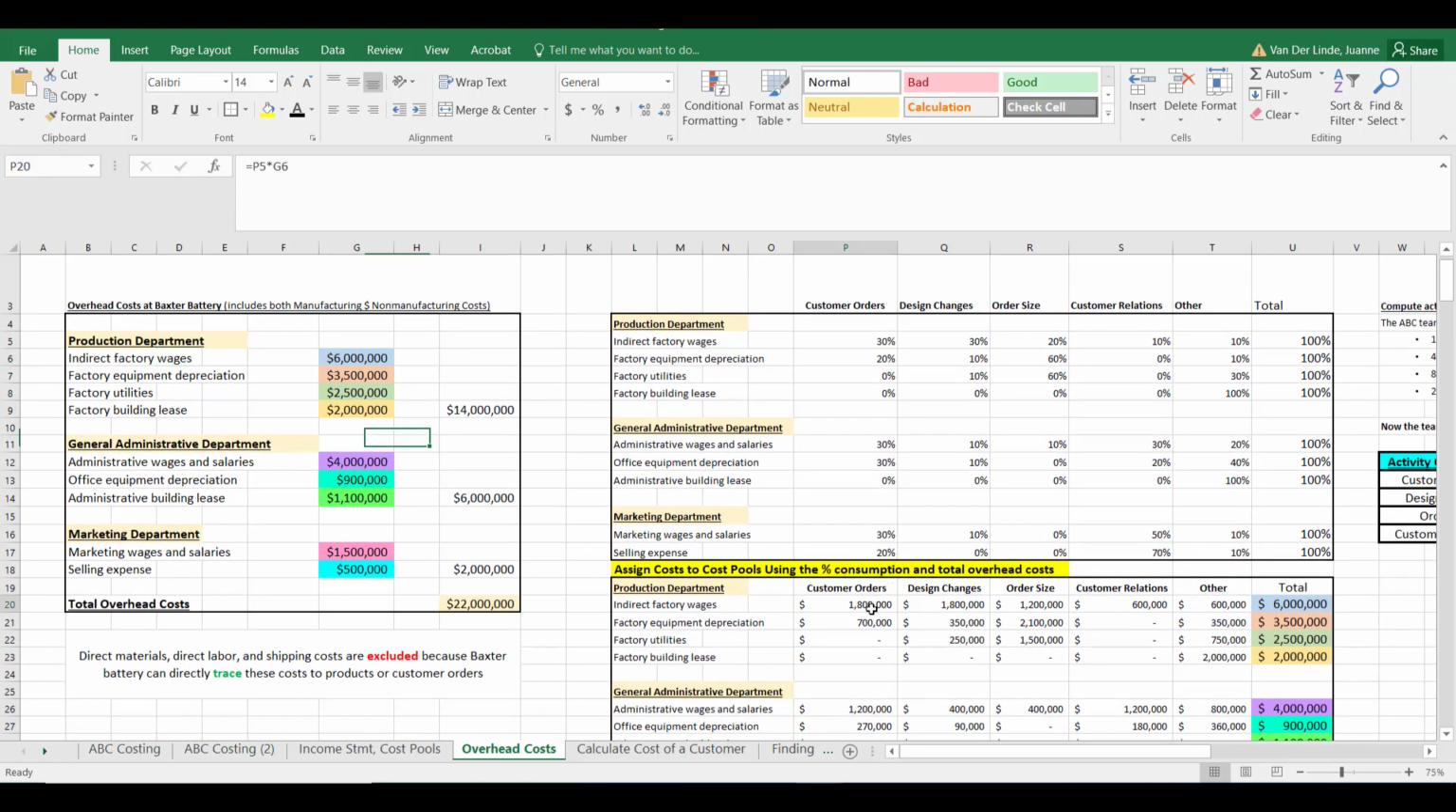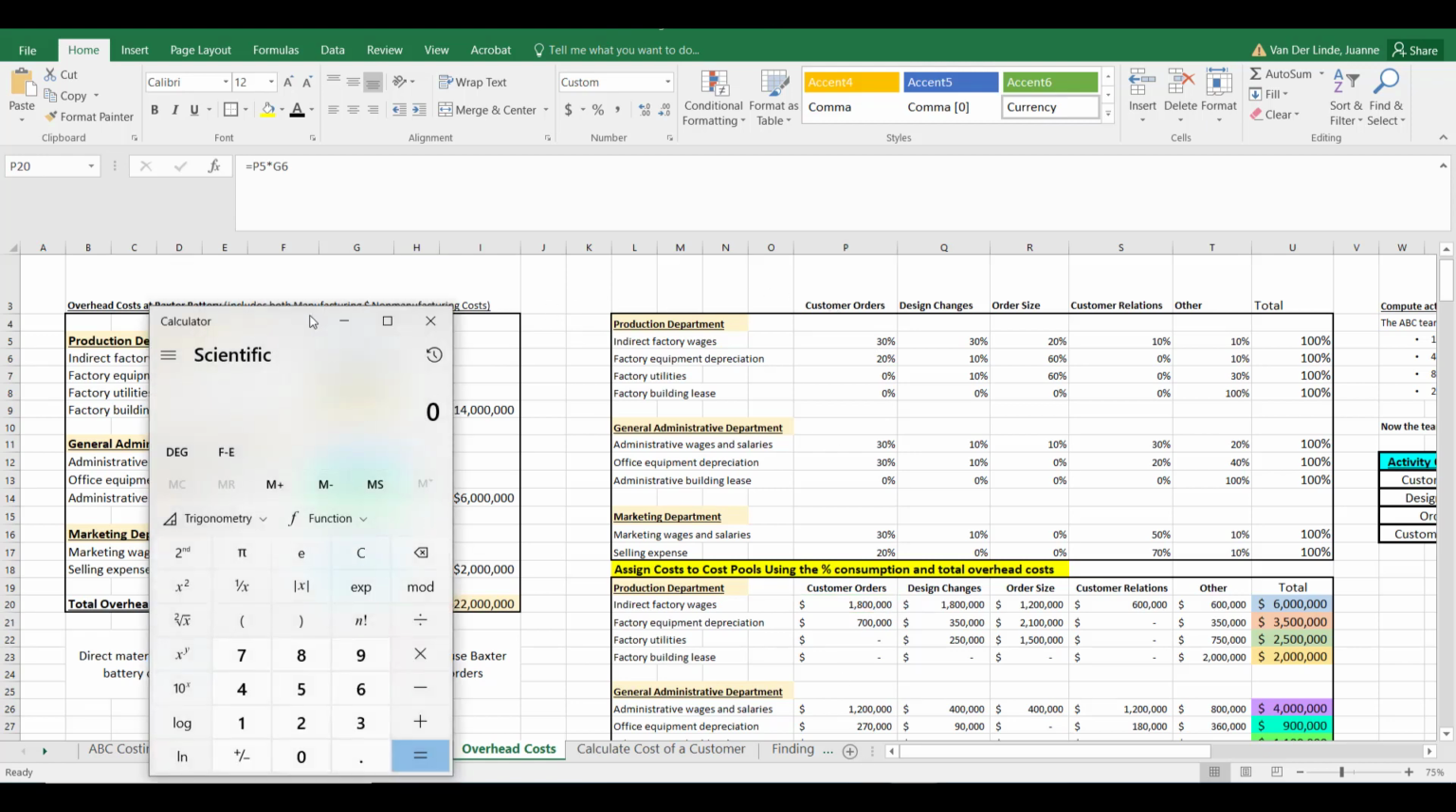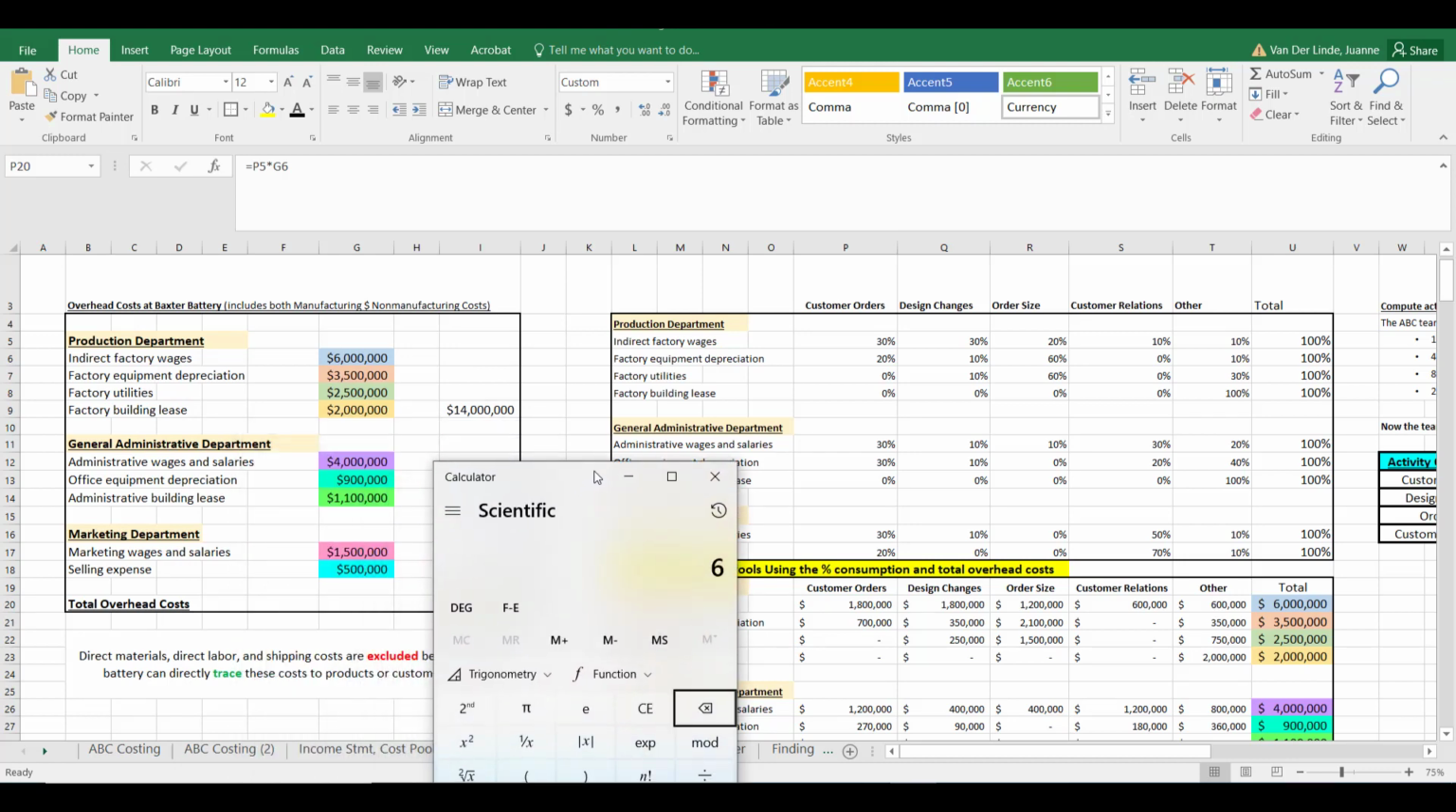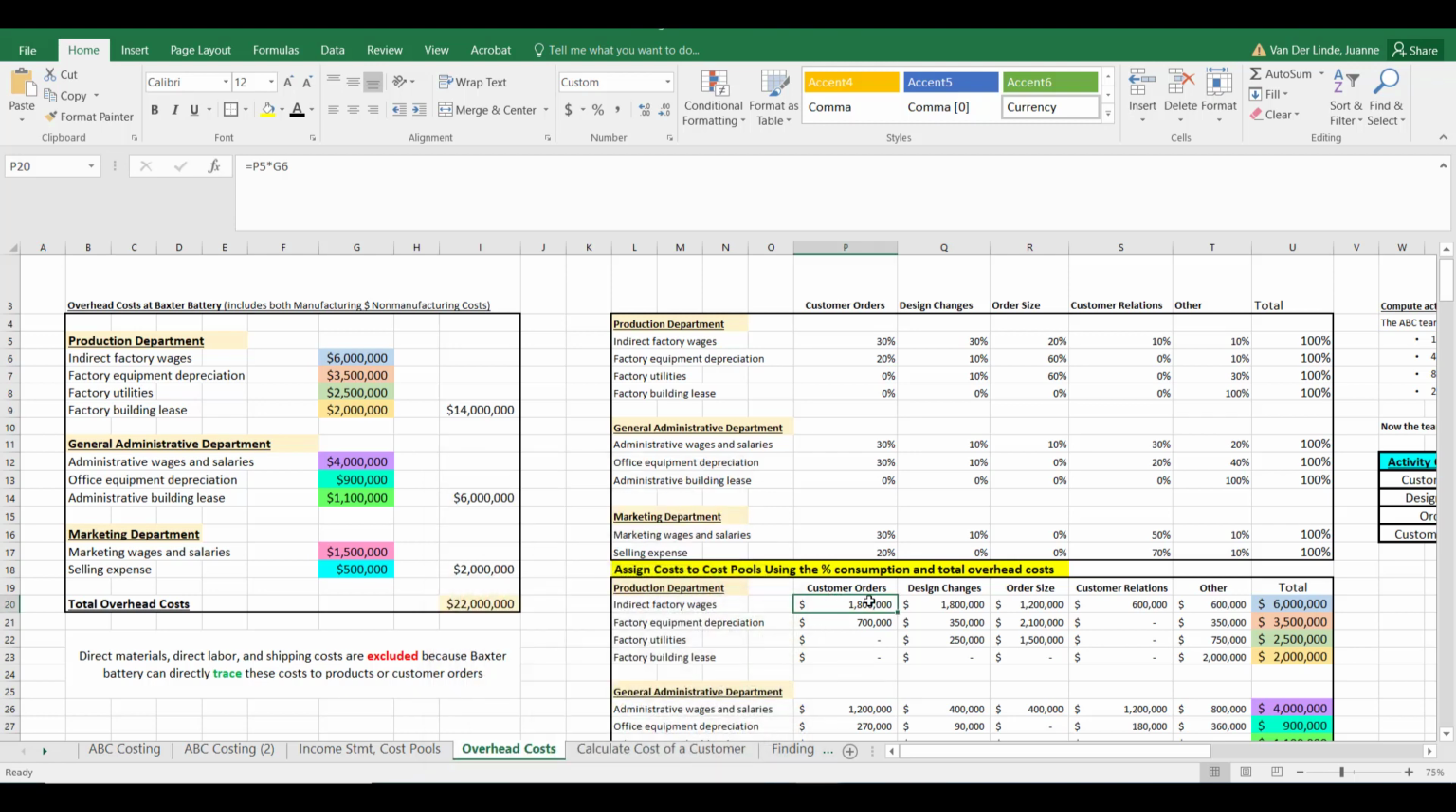So if I know that 30% of that $6 million is consumed by customer orders, I did this all in Excel, but I'll just illustrate quickly for some of these. Of that $6 million, 30% was consumed by customer orders. 30% of $6 million is $1.8 million, so that's why I put $1.8 million here. Do the same for design changes. 30% of the $6 million was consumed by the design changes activity, which is also $1.8 million. The order size activity, however, consumed 20% of that $6 million.